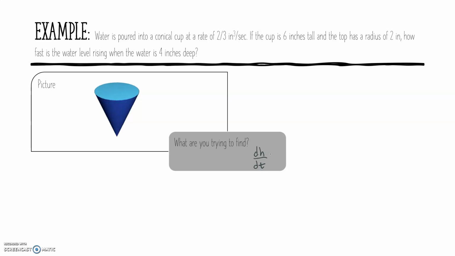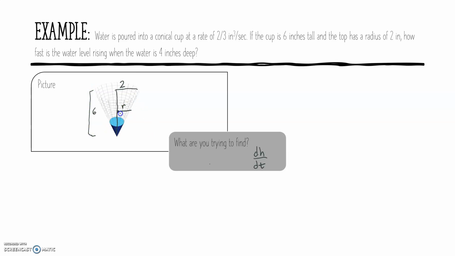And then here's a picture of what's happening. In this picture, the radius is changing as the water fills up. The radius and the height of the cup are not changing, but the radius of the water is changing. So I'm also going to put the radius of the cup, which is not changing. The radius of the cup is 2. That's going to be a number, but the radius of the water is changing. And then the height of the cup is not changing. The height of the cup is 6.